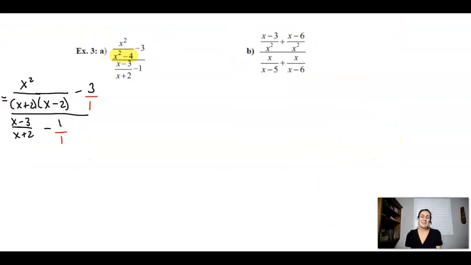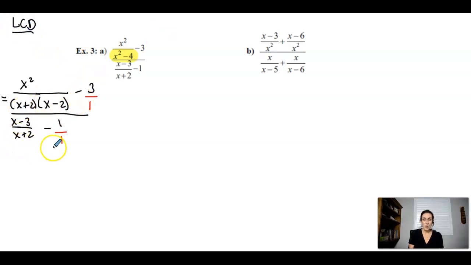Example 3a, the very first thing I did was take x squared subtract 4 and factor it. So it factored as a difference of two squares, x plus 2, x minus 2. From there, in your Cornell notes, I want you to find the LCD, and you could push pause and see if you can figure out the LCD.